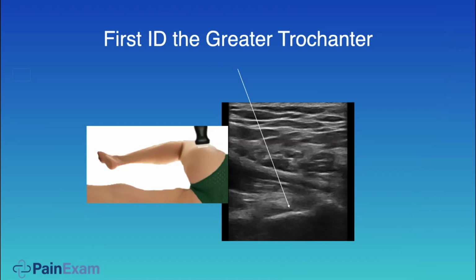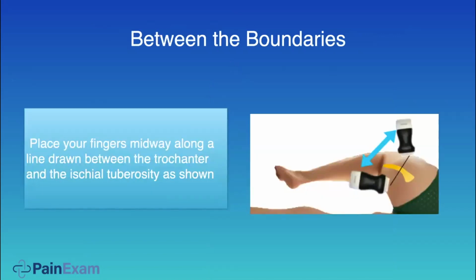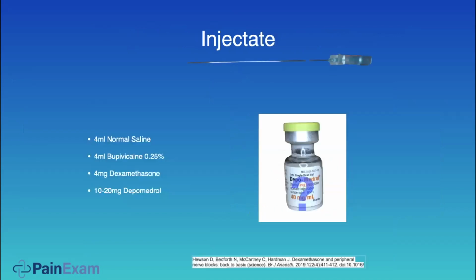You're going to find the trochanter, find the ischial tuberosity. Both of them look like bones, right? Hyperechoic with a hypoechoic shadow behind. And you're going to slide between them and find the location of the nerve, which runs right between them. Once again, the injectate could be depomedrol or dexamethasone. I like to use my 25 gauge 3.5-inch spinal needle.